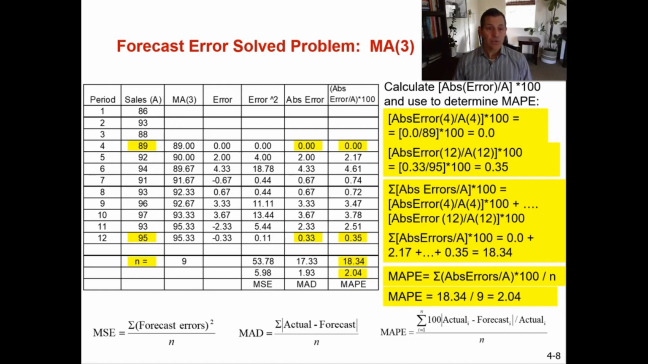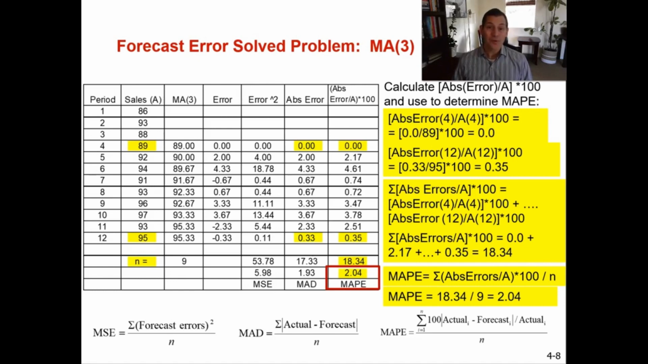And that's it. So we've now calculated the mean squared error, which comes out to 5.98, the mean absolute deviation, which is 1.93, and the mean absolute percentage error, which is 2.04. So we've now calculated all of those for the 3-month moving average.